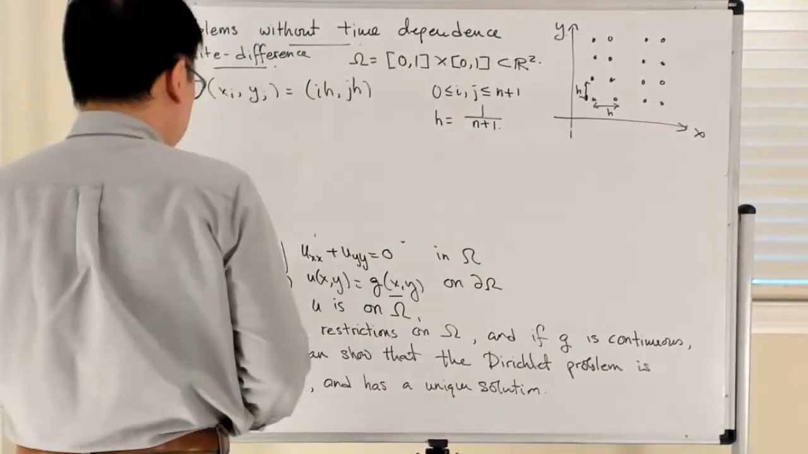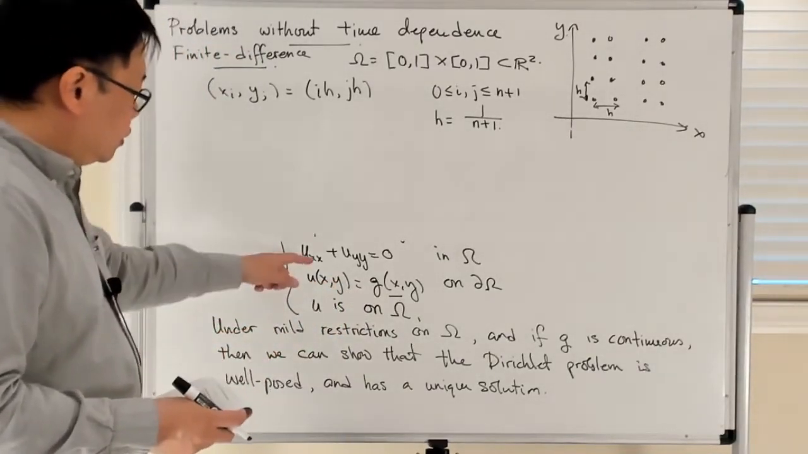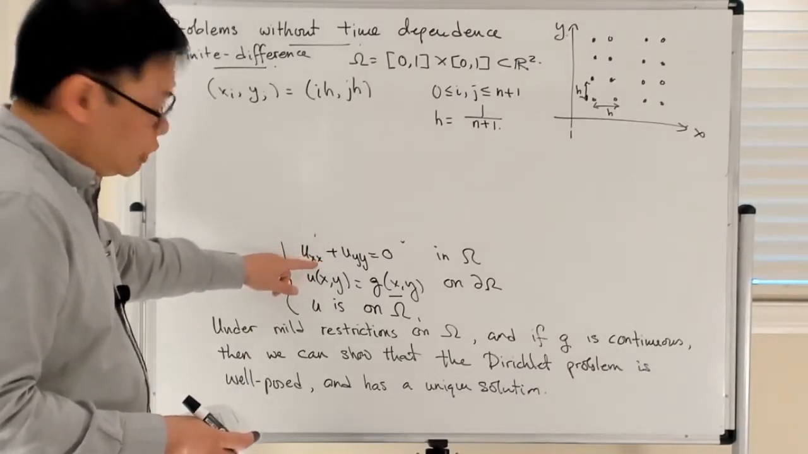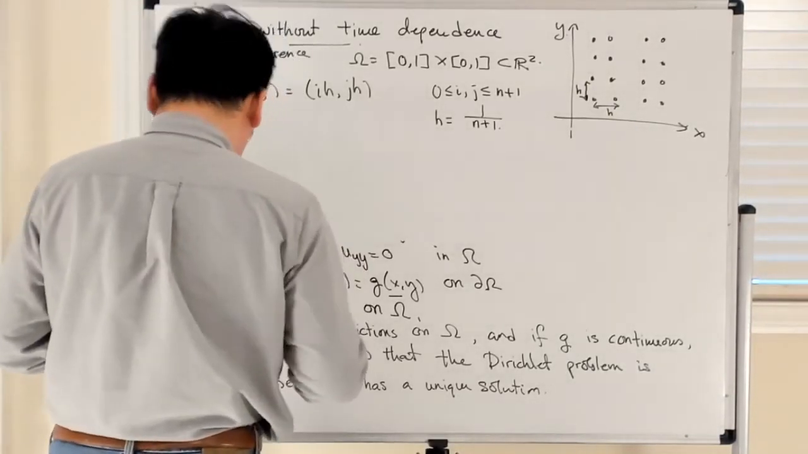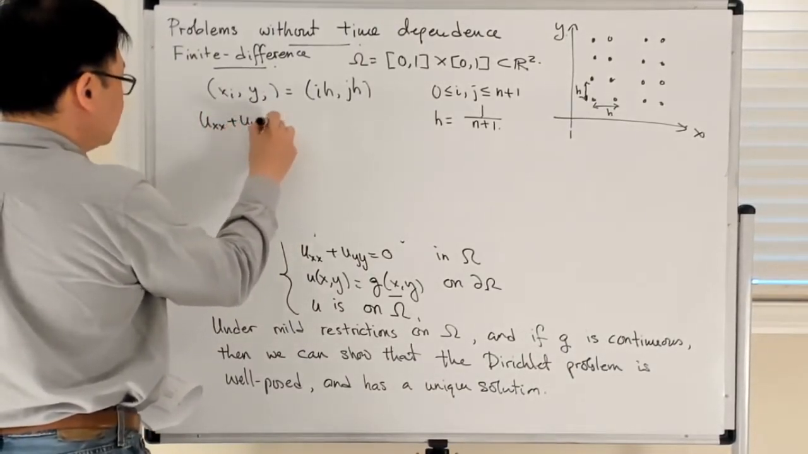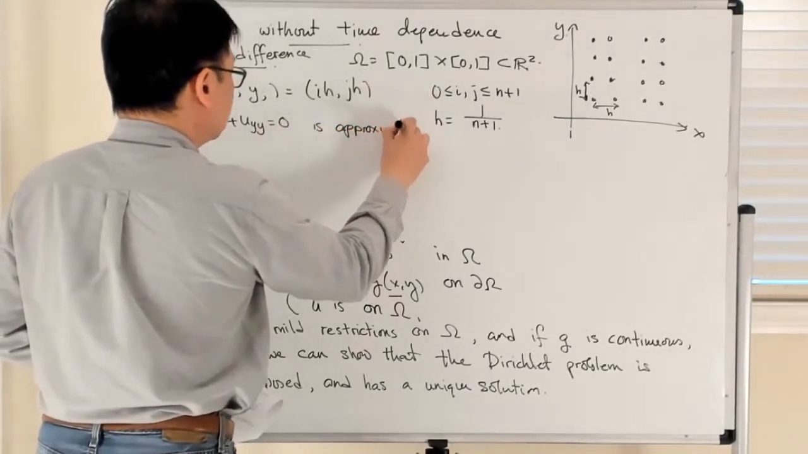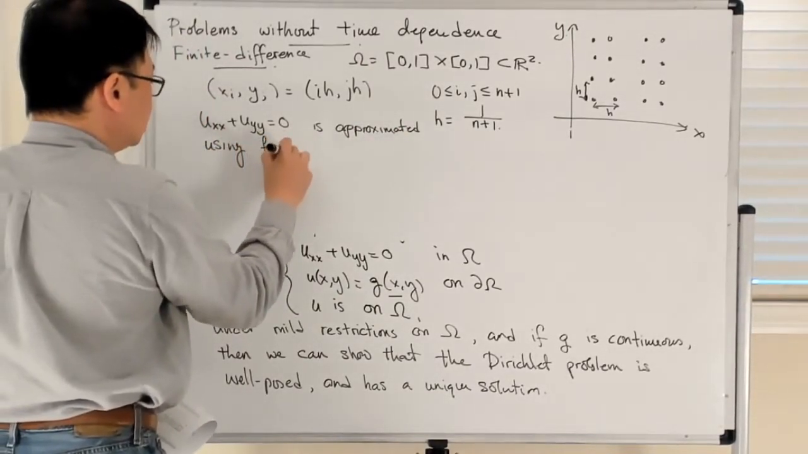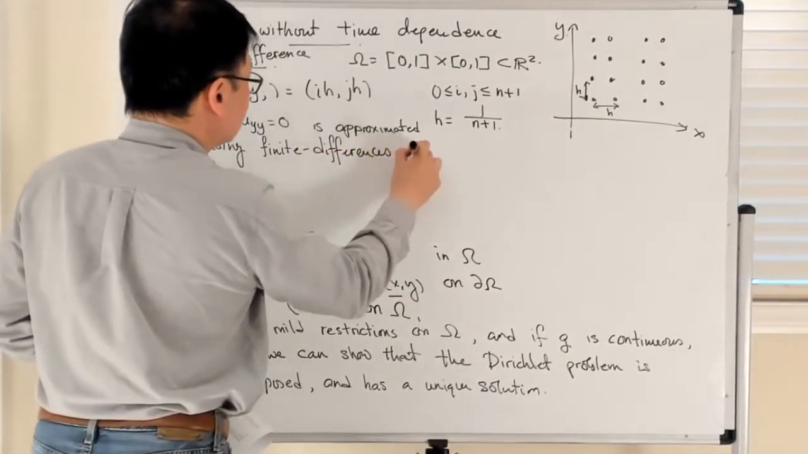So if you recall, when we were talking about the heat equation, one of the things we did was to use a second, central difference approximation of the second derivative term. And so we're going to do that in both x and y. So u_xx plus u_yy equals 0 is approximated using finite differences as follows.